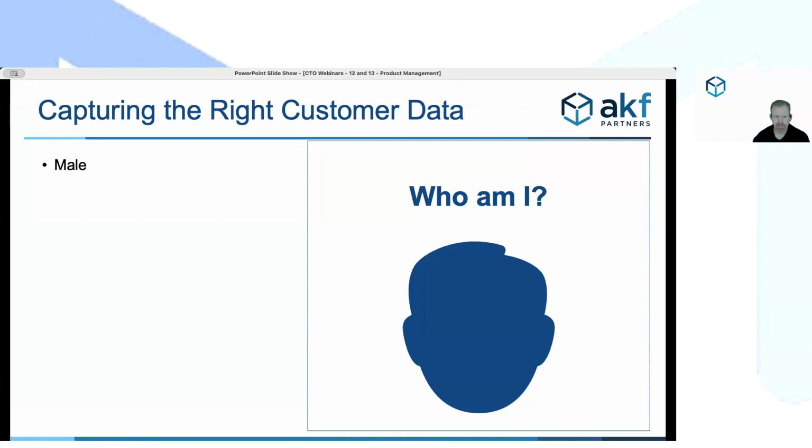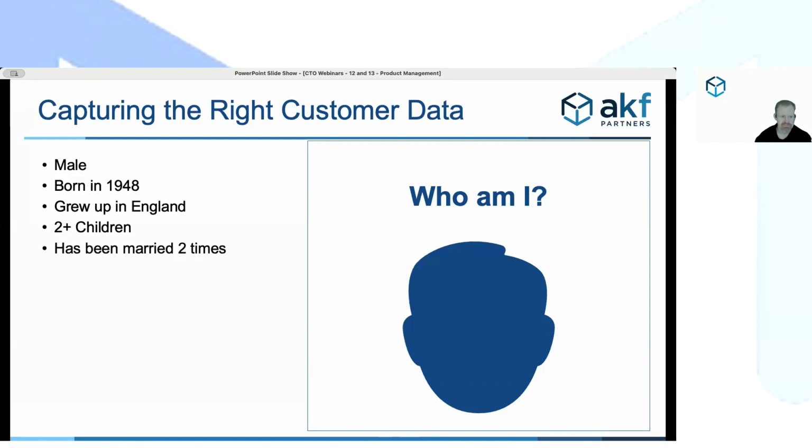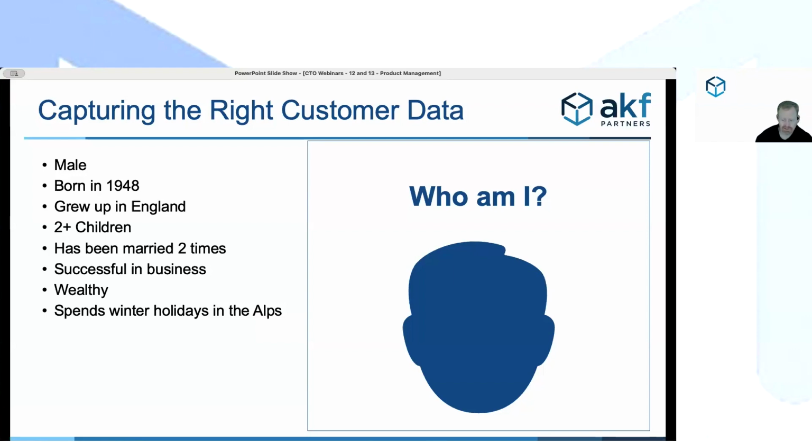All right. So, male, born in 1948, grew up in England, two plus children. Okay, anybody, any ideas yet? You can start blurting out names. You may want to be off mute. Been married twice. Very successful in business. Any clues? Very wealthy, obviously, kind of redundant with the first one. Spends the winter holidays in the Alps. No suggestions? No guesses yet. Owns a lot of real estate.